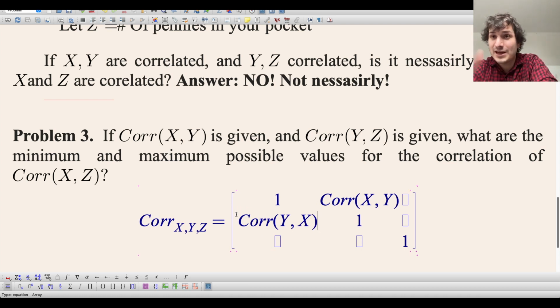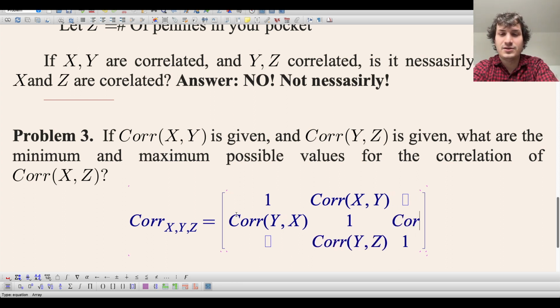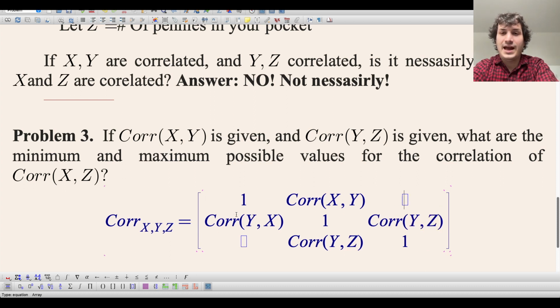Of course, it's a symmetric matrix because the correlation of X and Y and the correlation of Y and X are the same. And the correlation of Y and Z goes in these places, Y and Z. And the question is, what possible values can live in these corners of the matrix? So it's a matrix completion problem.